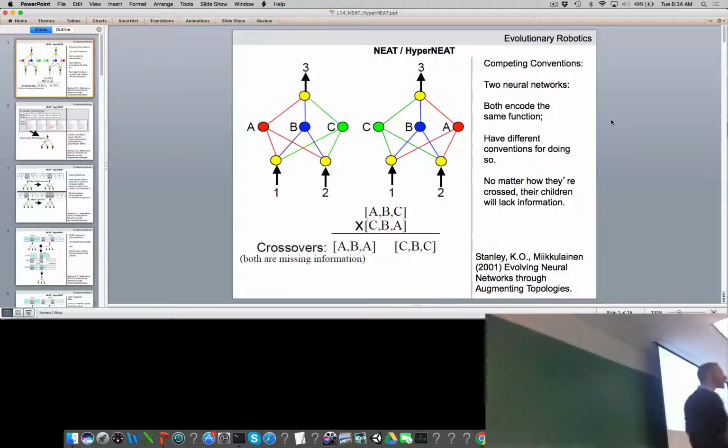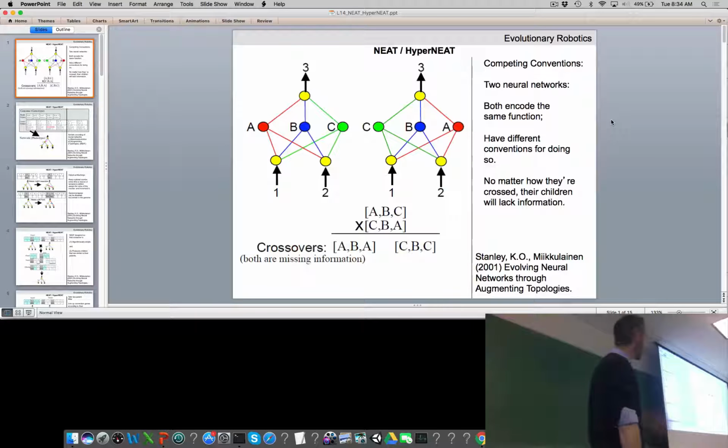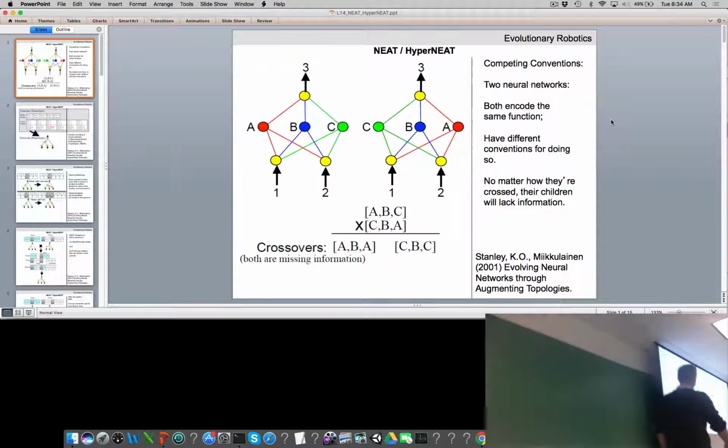So if we go back to lecture 14 for a moment, this was the competing conventions problem, right? If in our population we have two neural networks that are almost there, they're doing pretty well, and we would like, assuming that these two neural networks have solved two of the problems, so perhaps this network is pretty good at solving A, but not so good at B and C. This one is pretty good at solving B and C, but not so good at A. We would love to cut in some way in which we grab A from the first network and B and C from the second network and bring them together, right?